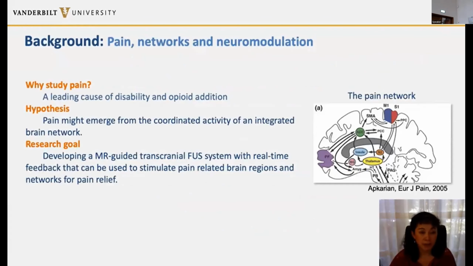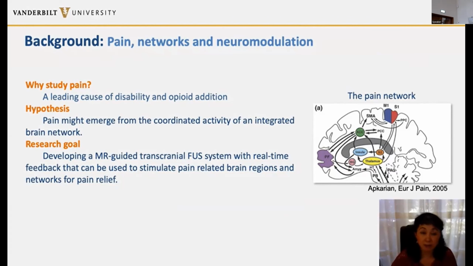I'm interested in studying pain because it is the leading cause of disability and opioid addiction. For many years, pain has been viewed as a sensation that is similar to vision or touch. However, since the discovery of the functional BOLD MRI contrast, investigators can now visualize and monitor brain response when a subject or pain patient is experiencing pain inside the magnet.